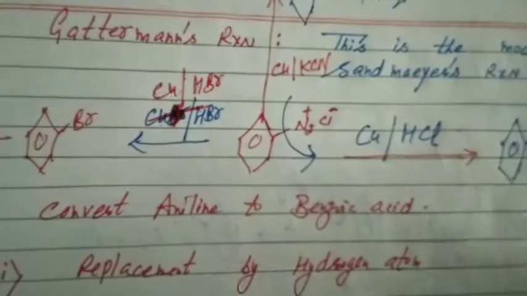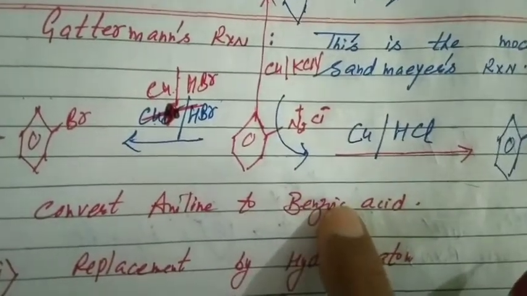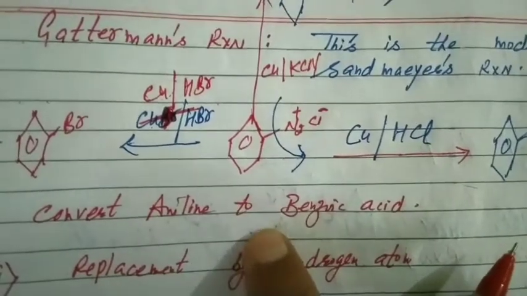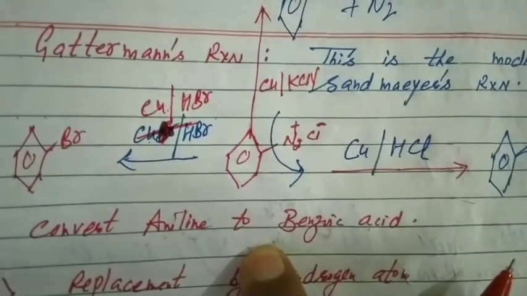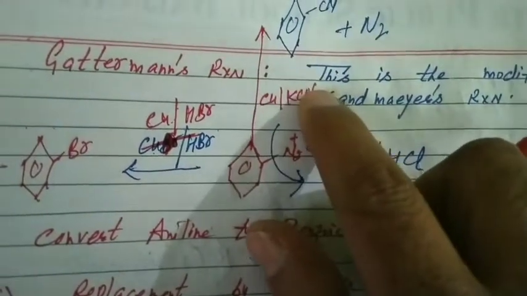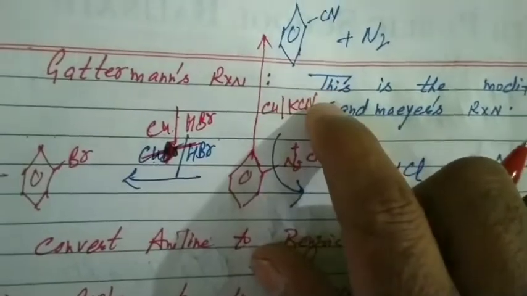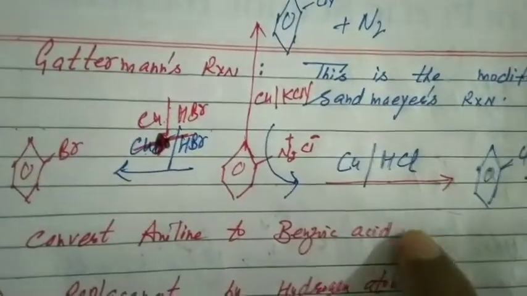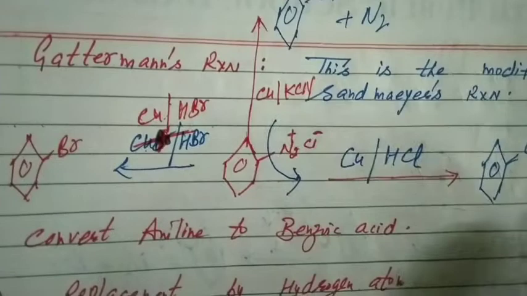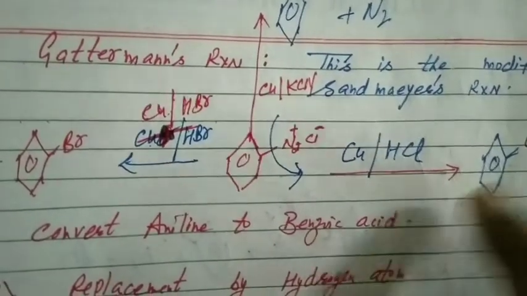Now it is again an assignment for you. Convert aniline to benzoic acid. If you understood, you can easily do it. Aniline, diazotization, diazonium salt. We have to make benzoic acid. It means we try to make cyanobenzene. Go for this reaction, either Sandmeyer or Gattermann, CuCN in KCN or Cu in KCN. You get cyanobenzene, and you know cyanides on complete hydrolysis give acids. Definitely benzoic acid is formed. I am sure you can easily do it.